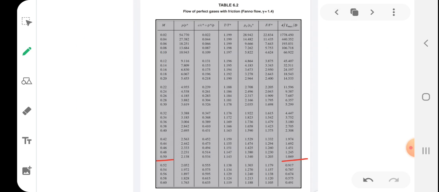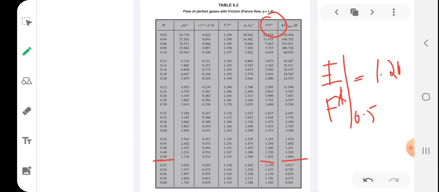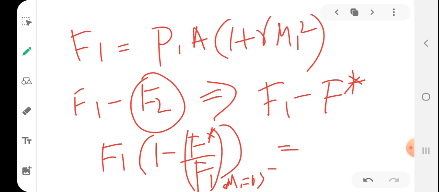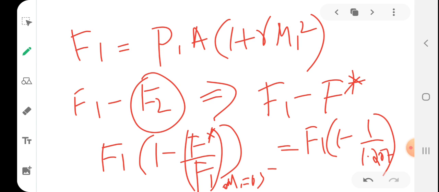Students, have a look here. You can see that F by F star is available. Corresponding to 0.5, F by F star is 1.203. So here it is F star by F1, so F1 into 1 minus the reciprocal, 1 by 1.203, should be found. So you should know F1.